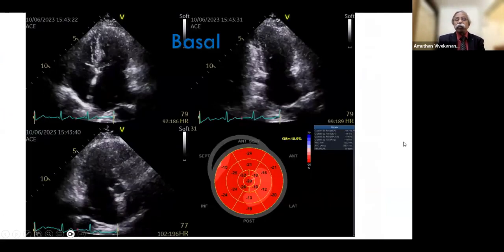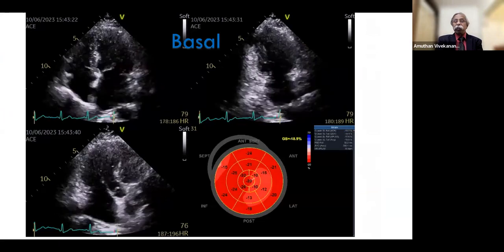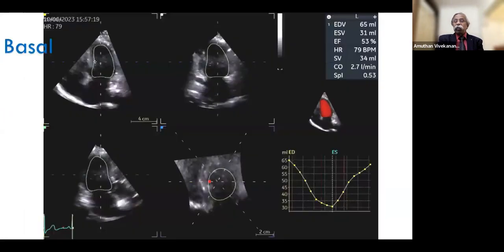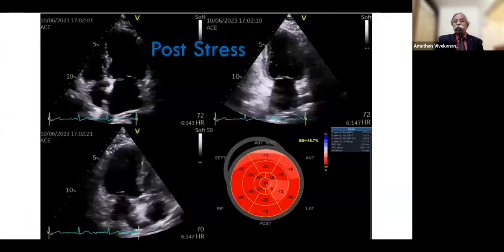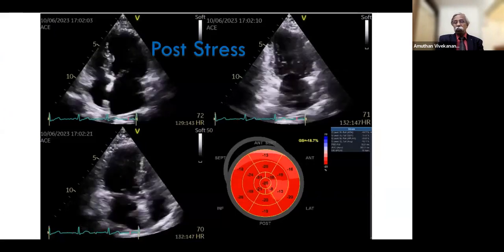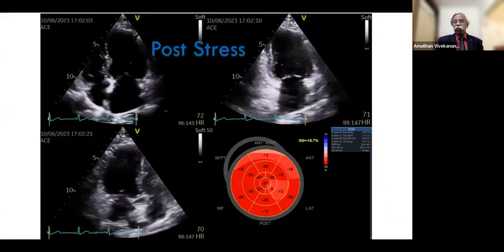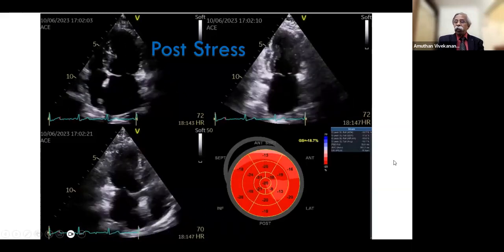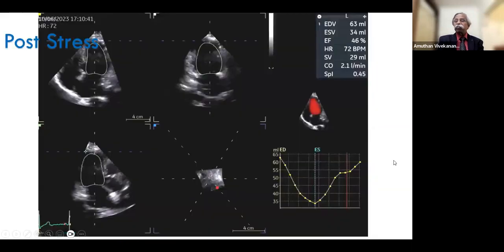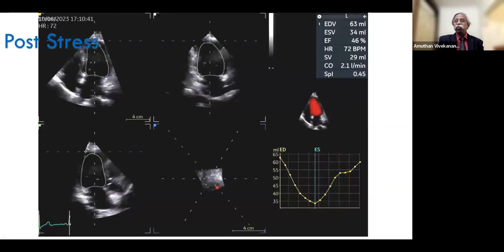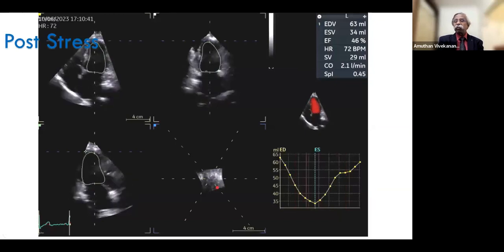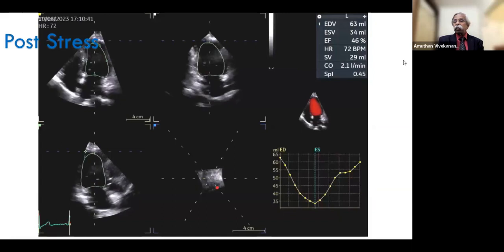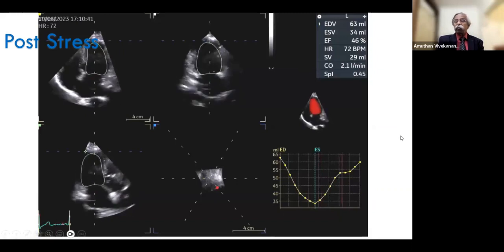This is the basal echocardiogram strain mapping, which is normal, and this is the ejection fraction. And this is the post-stress. Post-stress, she developed a strain abnormality in the anterior septum. And with that, there was a fall in the ejection fraction, most important, from a good ejection fraction to 46% in this patient.